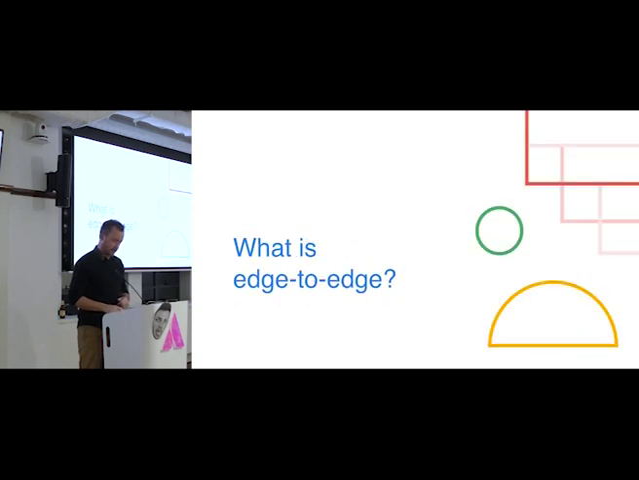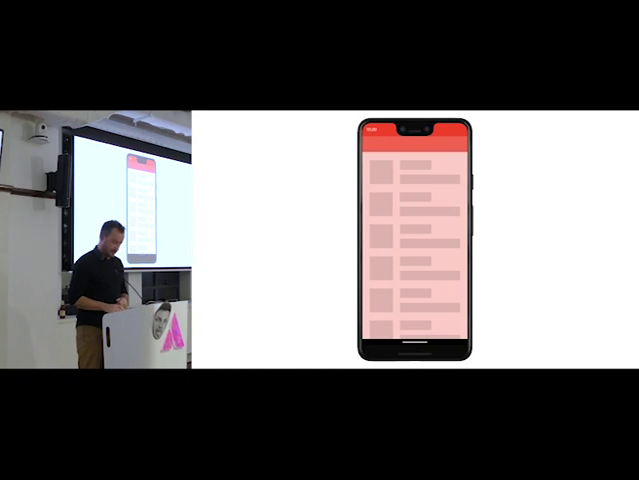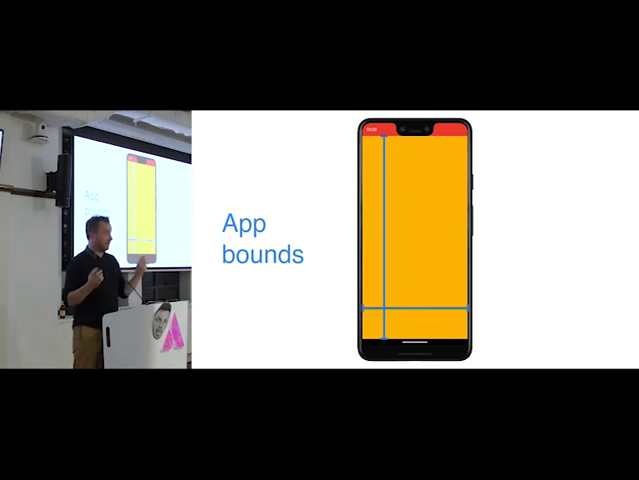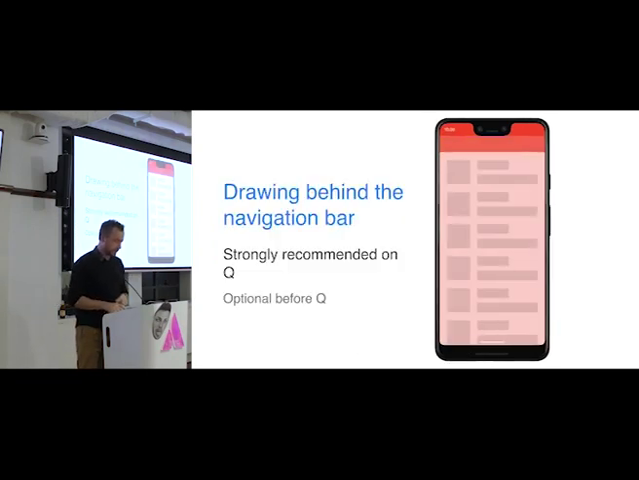So what is edge to edge? Asked Chris. So here you've got your regular list view style app. This is the bounds of your app. So you've got the navigation bar at the very bottom there in this gesture-based world. And you've got the red bar at the top, which is the status bar. And we start wanting to draw behind the status bar. The status bar is just there to tell us the time and how much battery you've got left. You go, well, look, I can put content there, which is actually going to make things look a lot nicer. So they strongly recommend on Q that you start going edge to edge at the top and drawing behind the status bar, and it's optional before Q.